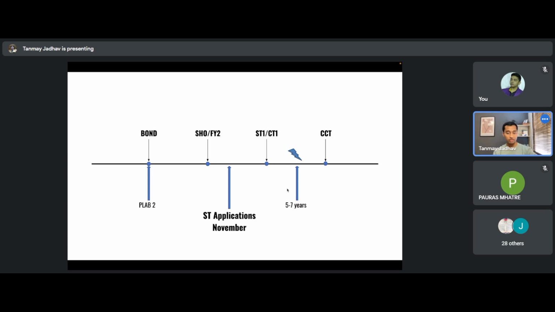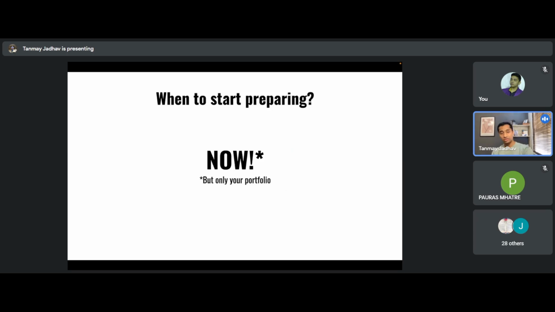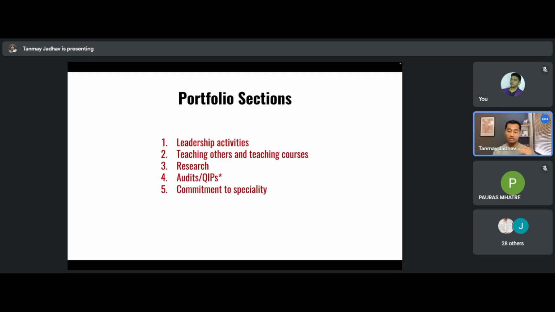So preparation. When do you start preparing for the exam? For the UK, start now, but only on your portfolio. Don't try preparing for the exam, because the exam is really not that difficult. So what does your portfolio include? The portfolio includes 5 main sections. One is leadership activities. So join a club, join an organization, try to become the regional or national head. The highest level of points you get for a portfolio is if you've been part of the national committee in some sort of leadership role.